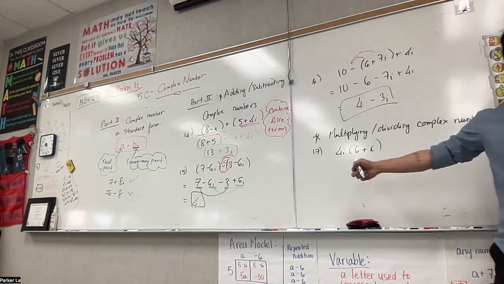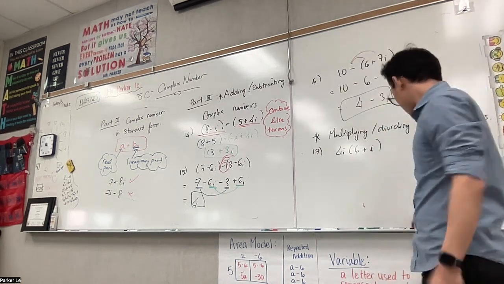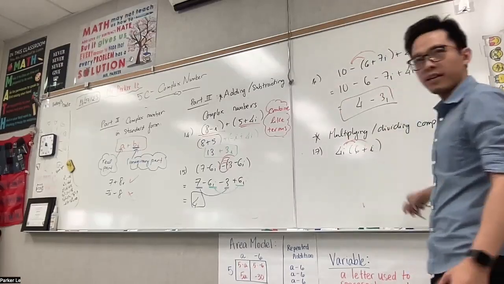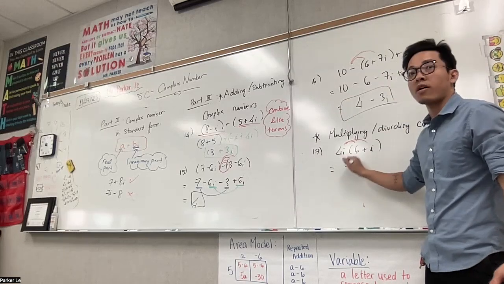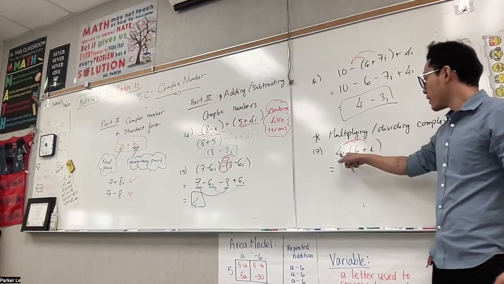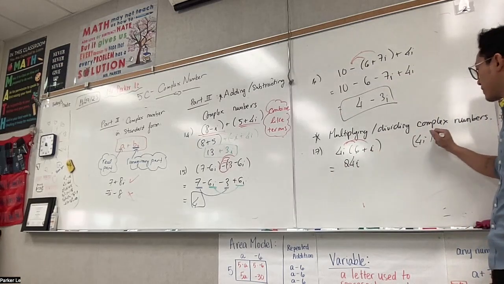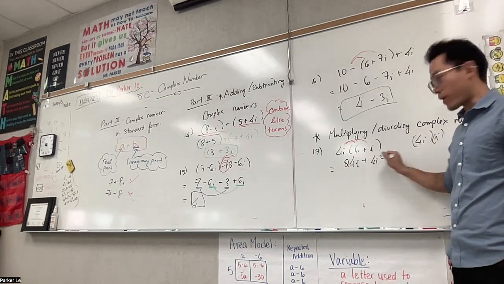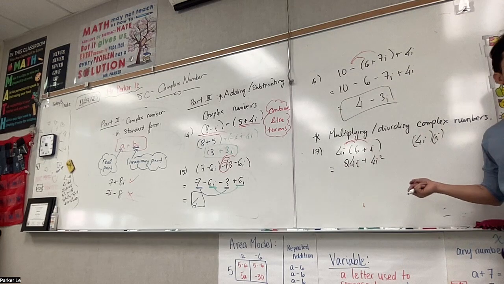All right, multiplication. We're going to do it normally. So you're going to distribute, right? That's what you do. The same thing you've been doing. So 4i times 6 is 24i, right? 4i times i. What is 4i times i? 4i squared, right? Is that the final answer? Why not?